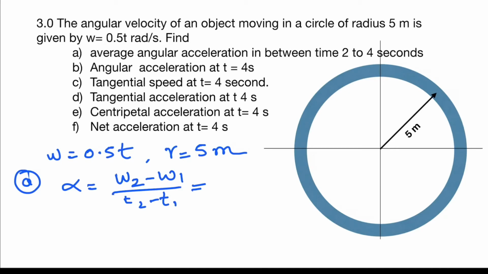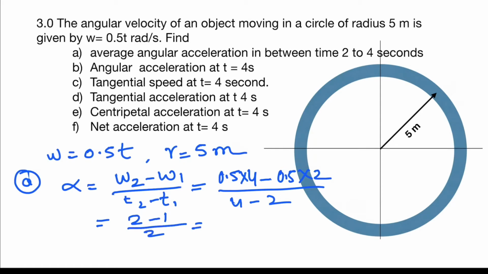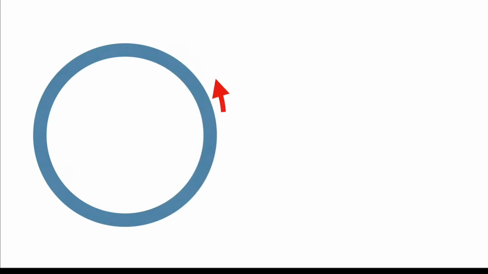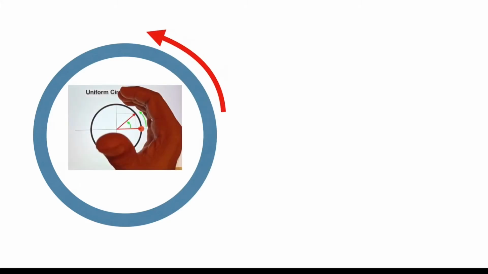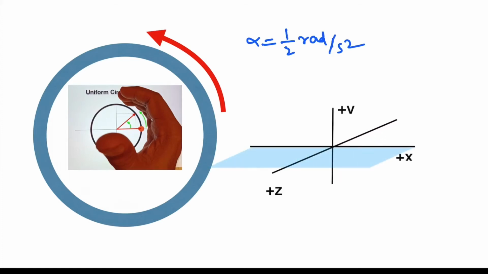So here the angular velocity at 4 seconds is 0.5 into 4, and omega 1 is 0.5 into 2 at 2 seconds, and the time difference is 4 minus 2. So this is equal to 2 minus 1 divided by 2, equal to half radians per second squared, and that is the angular acceleration. The direction of angular acceleration is given by the right hand thumb rule. Here the angular acceleration is 0.5 radians per second squared. The angular velocity is in the positive z direction because of anti-clockwise rotation. So the angular acceleration is also in the same direction, positive z.